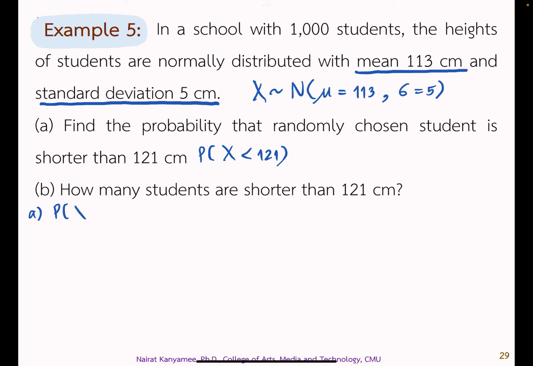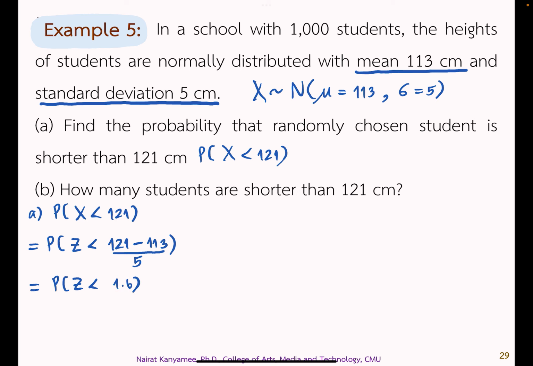P of X less than 121. So this is not a standard normal distribution, so we need to convert it to Z by subtracting the mean out, over the standard deviation 5. So P of Z less than, calculate that, you get 1.6.